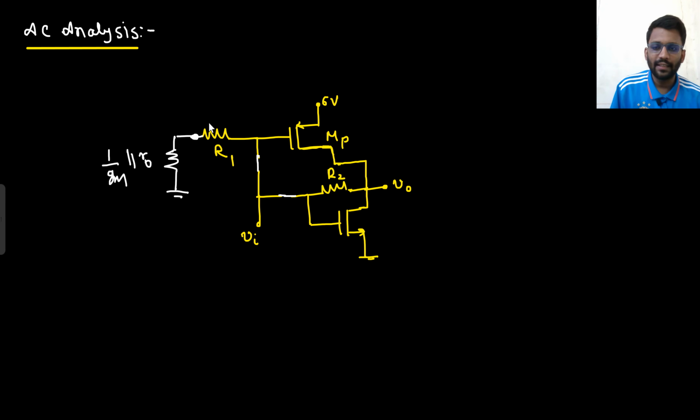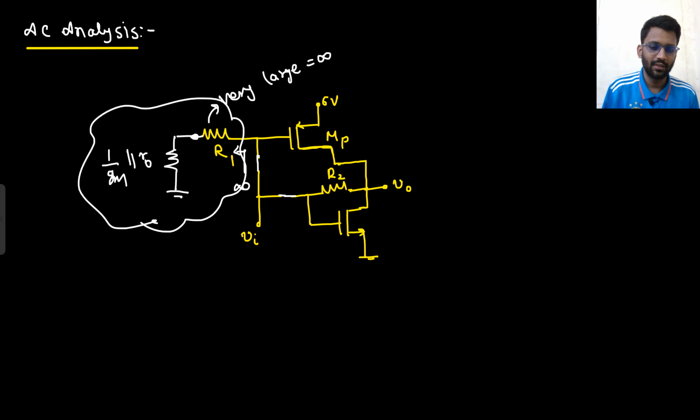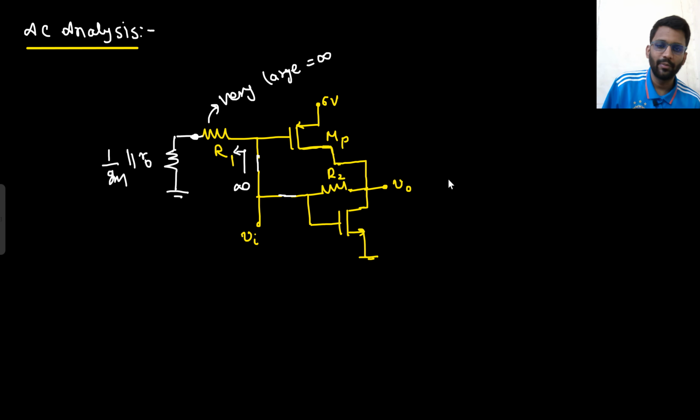But they are saying that this R1 value is very large, so you can take it nearly equals to infinity. So from here, what is the resistance you will see from this side? Since R1 is very large, you will see infinite resistance. So this side can simply be replaced with open circuit, right? So what will be your equivalent circuit?